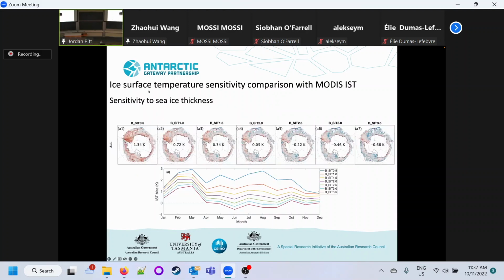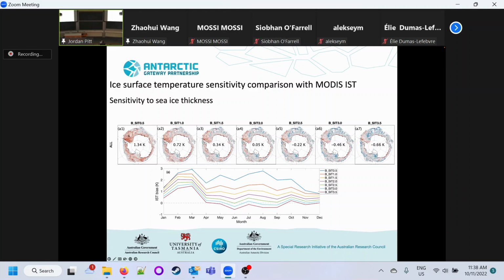So this figure shows the ice surface temperature sensitivity to the ice thickness from the left panel of the figure to the right panel. The ice thickness setting is increased from 0.5 meter to 3.5 meter, and with the increase of ice thickness, we found the estimated temperature bias versus MODIS estimated temperature is decreasing. It turns from warm bias to almost a cold bias.